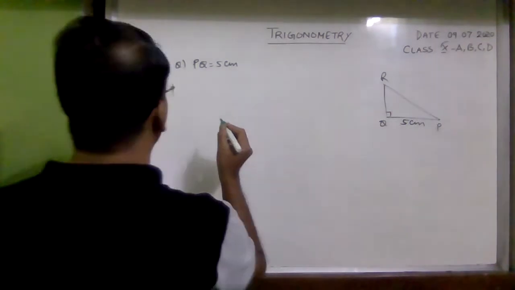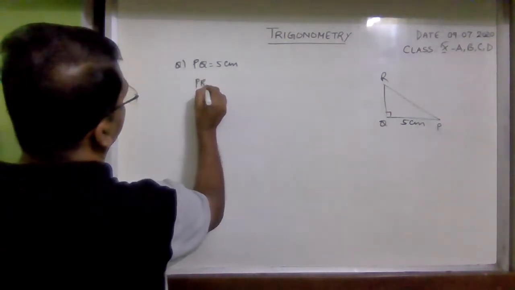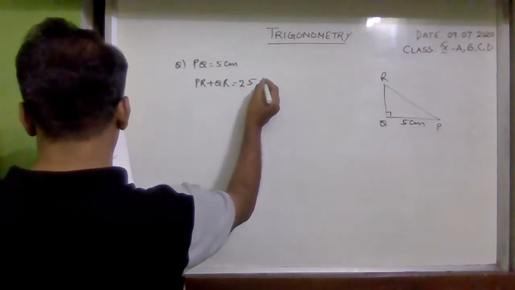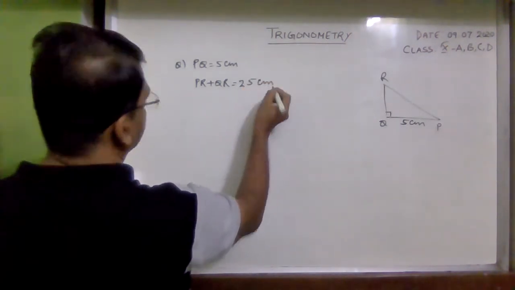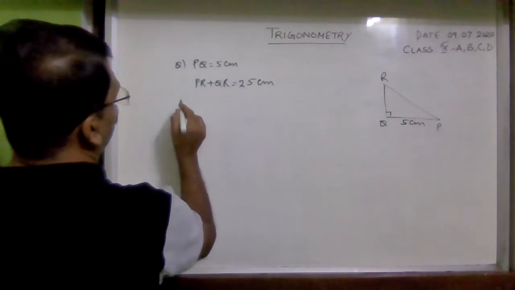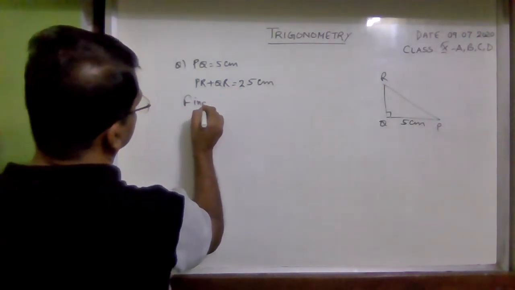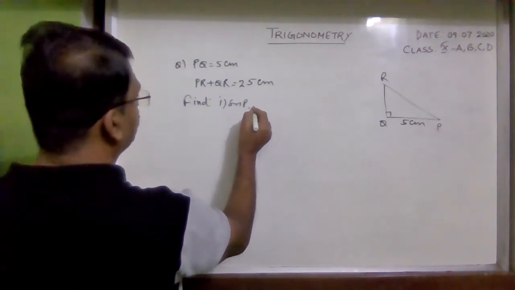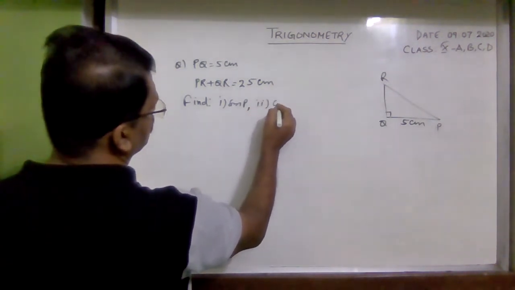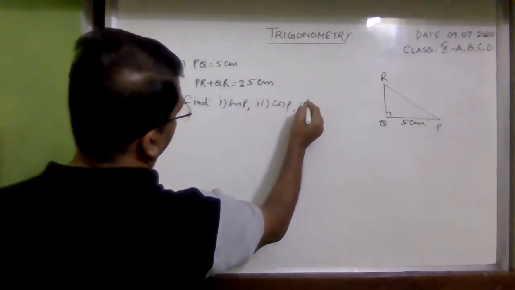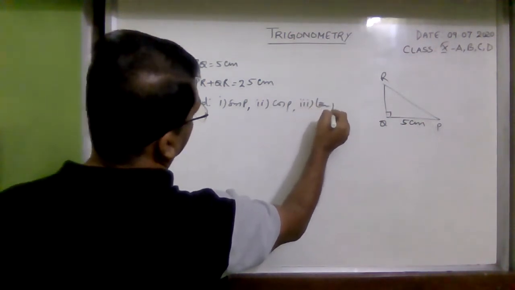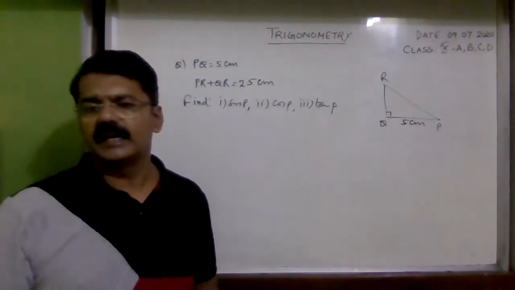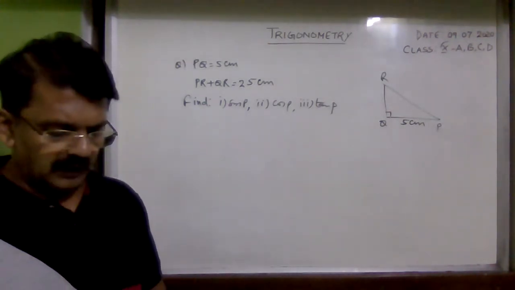And it is given that PR plus QR is equal to 25 centimeter. Now find first part sin P, second part cos P, third part tan P. So you have to find the value of sin P, cos P and tan P. Clear?